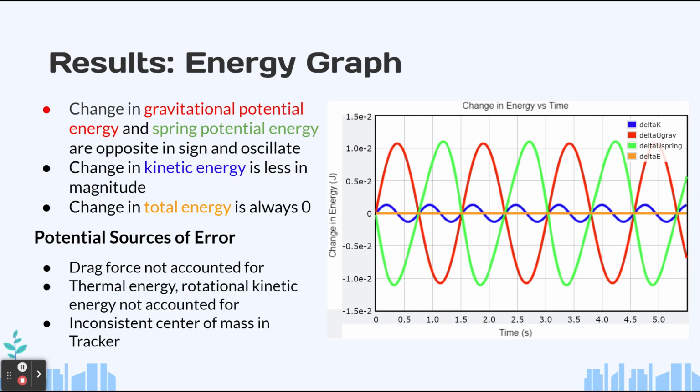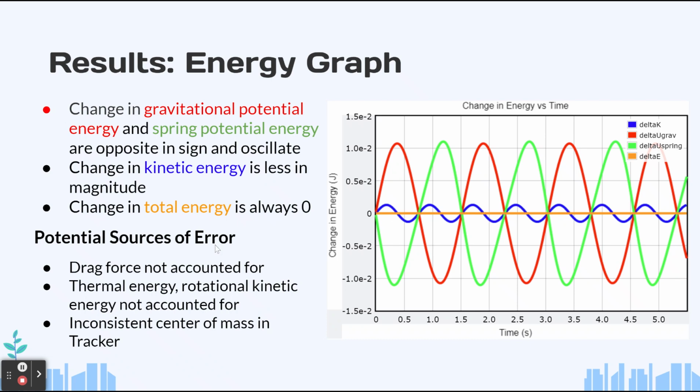And then for the energy graph, here you can see that the change in gravitational potential energy and the spring potential energy are opposite in sign and oscillate. And the change in kinetic energy is less in magnitude, but also oscillates. And the change in total energy is always zero, as shown here by the horizontal line.